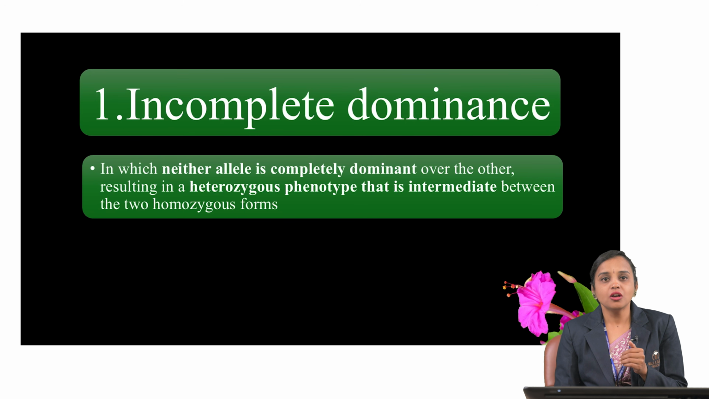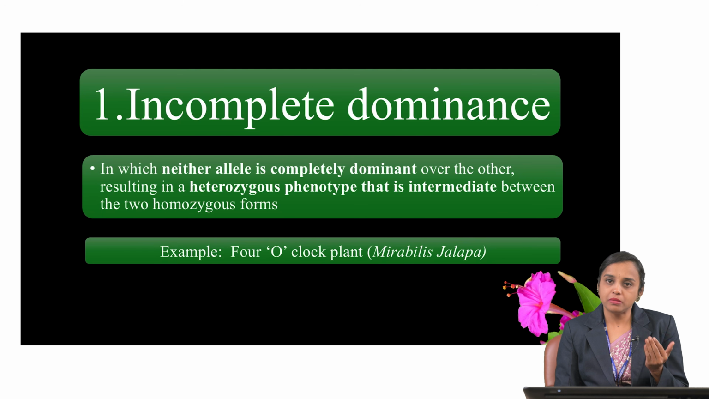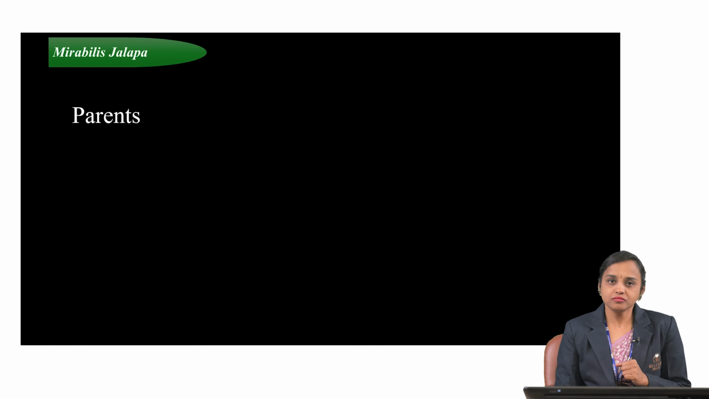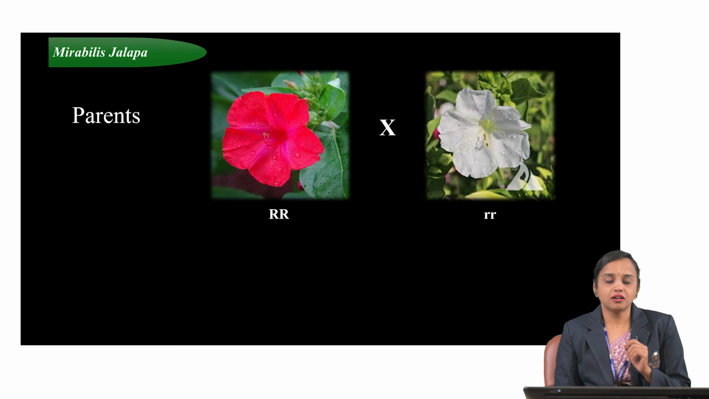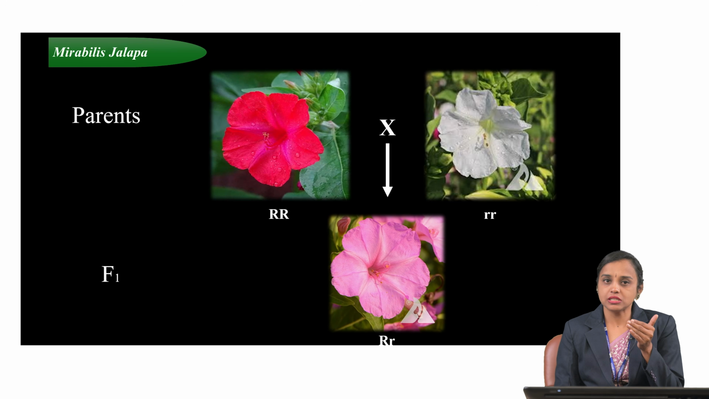This phenomenon was first observed in Mirabilis jalapa, commonly known as the 4 o'clock plant. In the 4 o'clock plant, there are 2 types of flowers, one is red and the other one is white. When these white and red flowers are crossed, the plants produce flowers of an intermediate color, which is pink, in the F1 generation.